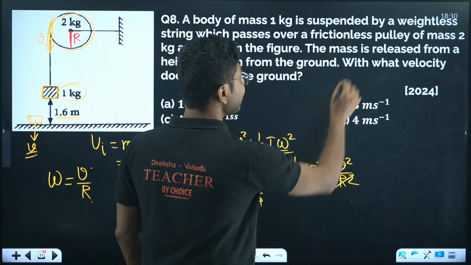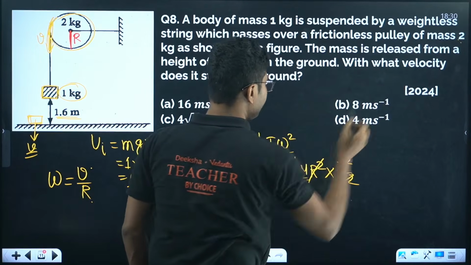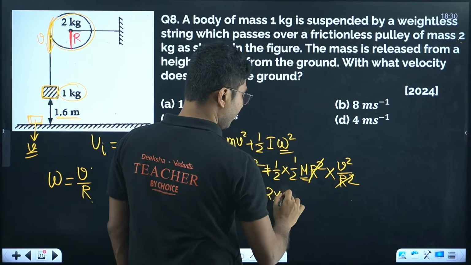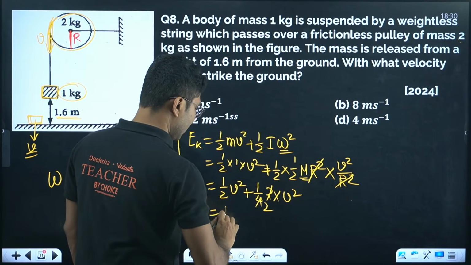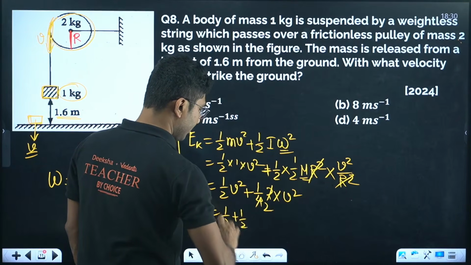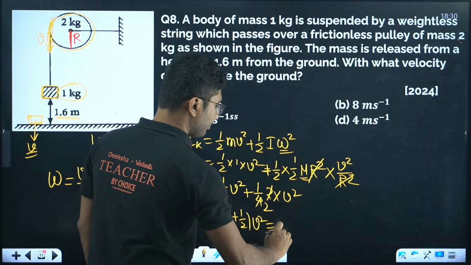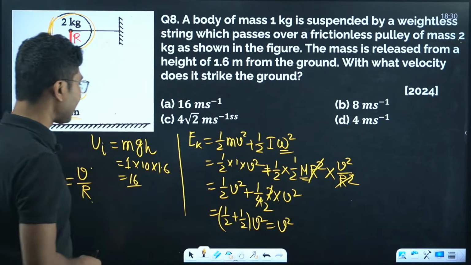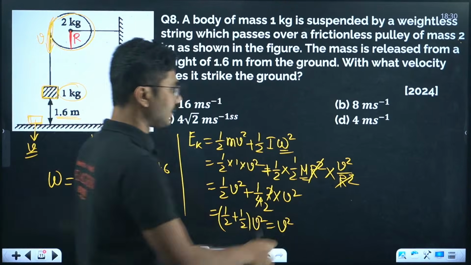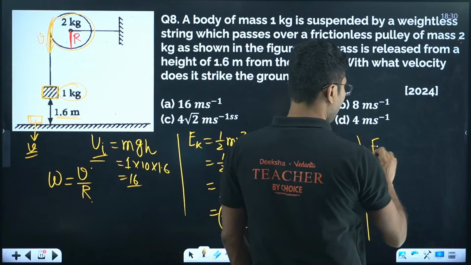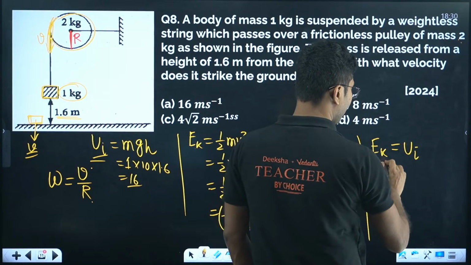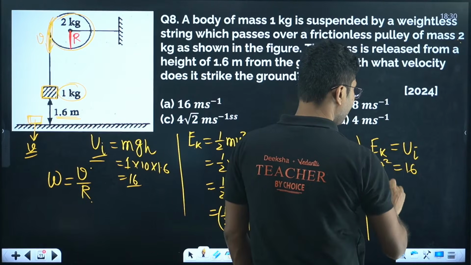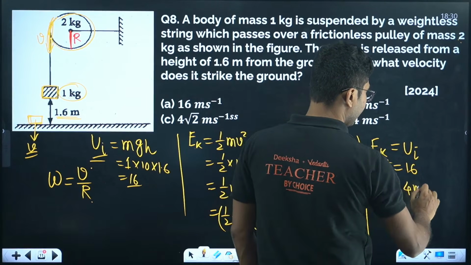and the mass of the pulley is 2 kg, so 2 into v square. Again the half cancels, so half plus half v square, that is simply v square. Now this is the final kinetic energy, and this is the initial potential energy. Both have to be equal, so Ek must equal the initial energy. So v square must be equal to 16, so v must be 4 meter per second.